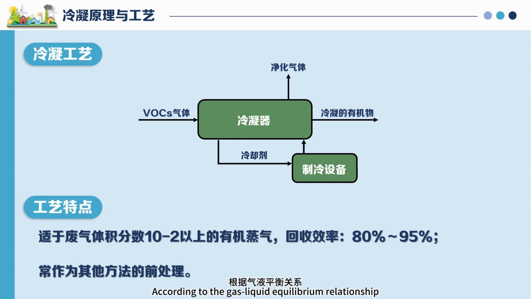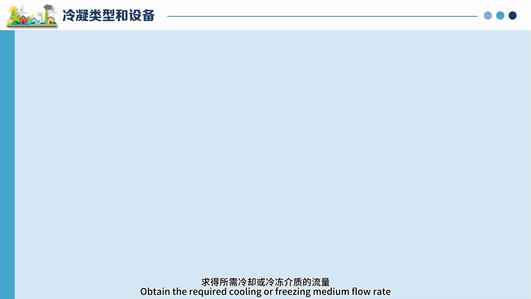According to the gas-liquid equilibrium relationship, heat transferred during condensation QC can be calculated from heat balance. With QC, we can use the heat exchange equation to calculate the heat exchange area of the condenser. Using the heat balance equation, obtain the required cooling or freezing medium flow rate.